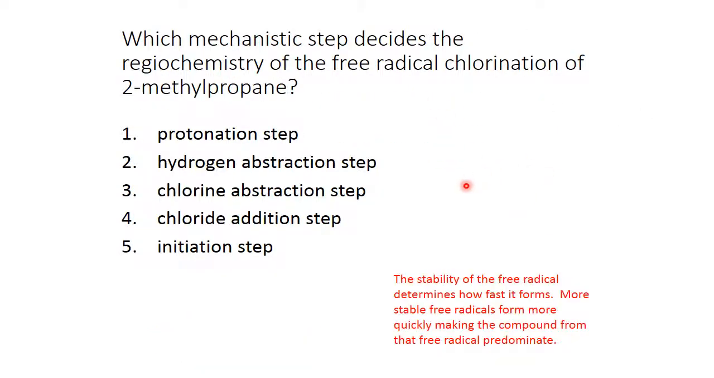Which step in the mechanism of free radical chlorination will decide the regiochemistry of the product? Remember that regiochemistry is where the reaction occurs. Regio stands for where, or region of the molecule. So what is going to decide the regiochemistry of the free radical chlorination of 2-methylpropane?